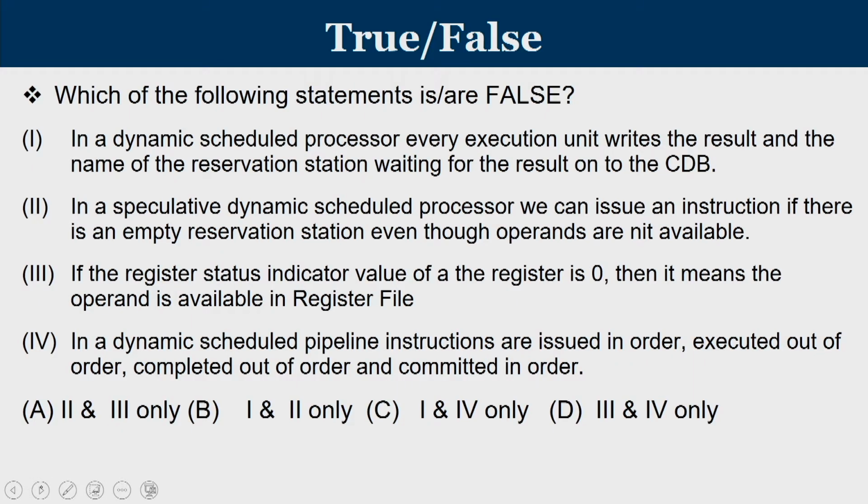So, consider the first question: which of the following statements is or are false? Let us examine one by one. In a dynamically scheduled processor, every execution unit writes the result and the name of the reservation station waiting for the result. So, there are two things mentioned: it writes the result as well as the name of the reservation station waiting for the result onto the CDB.